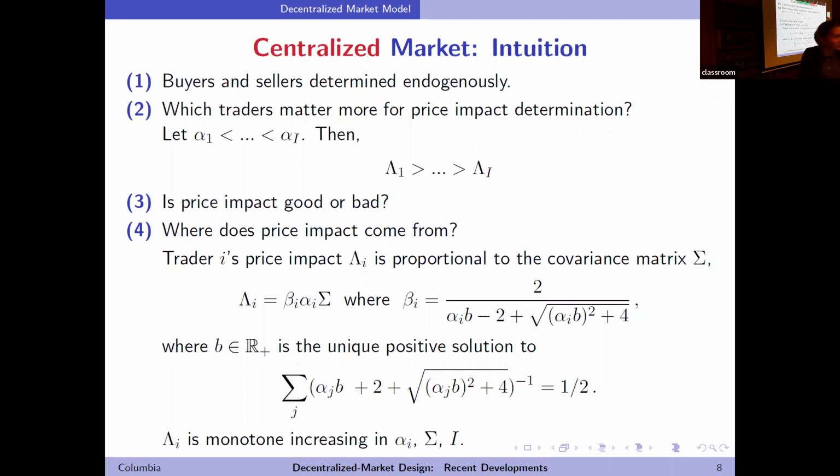So we shouldn't really expect the allocation to be competitive in these markets with a finite number of traders. Anyway, the first paper on supply function equilibrium, not Grossman. No, it's Bob Wilson. Absolutely.